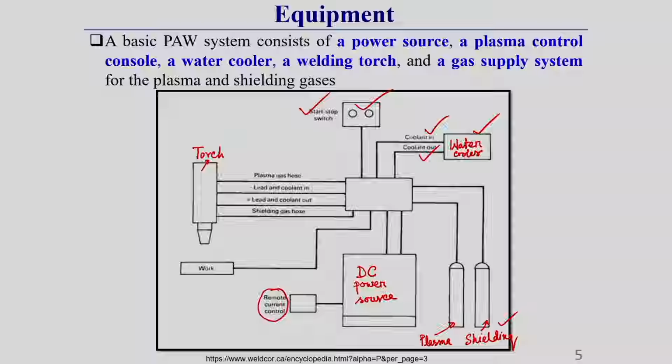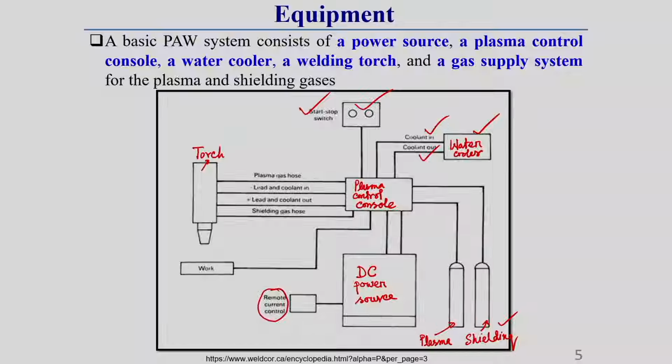Now you can see this power source, plasma gas, shielding gas, water cooler, everything is connected with a particular location. That location is called the plasma control console. Okay. This is called the plasma control console. This plasma control console generally controls the entire operation, you can see. So, everything is connected at this plasma control console.